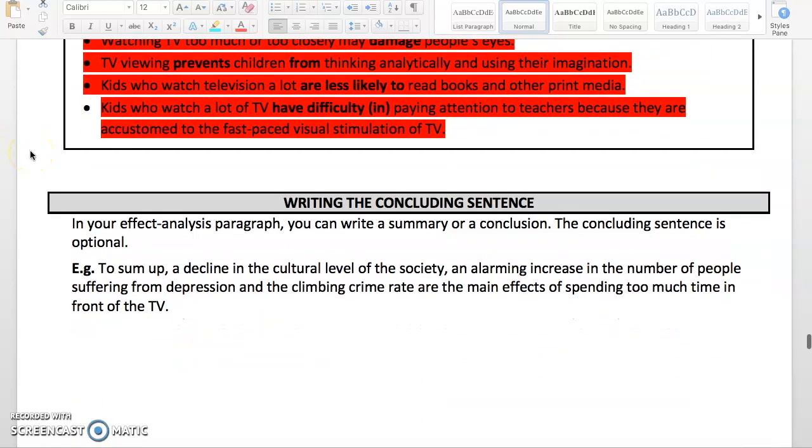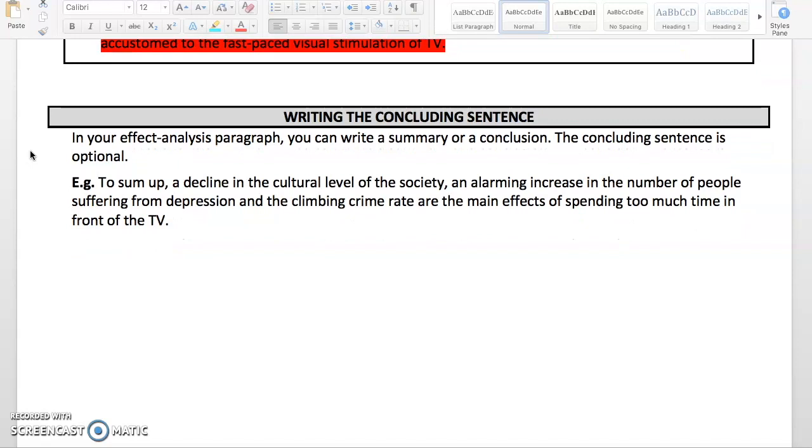And lastly, we have the concluding sentence part. As it says in the explanation here, in your effect analysis paragraph, you can write a summary or a conclusion. In the example here, we have a summary sentence. To sum up, comma, please don't forget the comma. A decline in the cultural level of the society, an alarming increase in the number of people suffering from depression, and the climbing crime rate are the main effects of spending too much time in front of the TV. That's a good summary sentence because the writer stated all majors in the summary sentence.